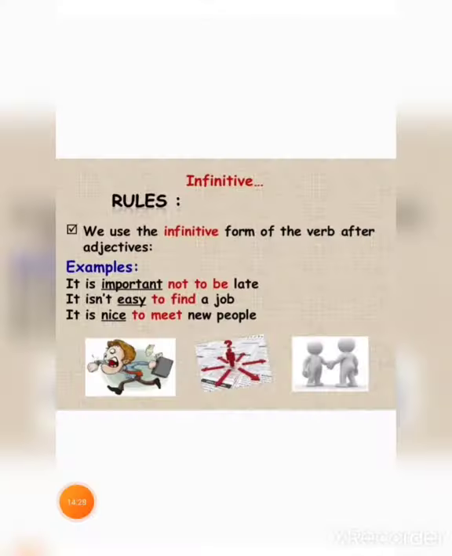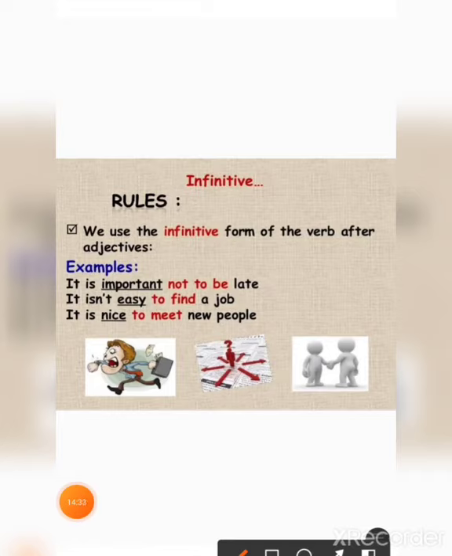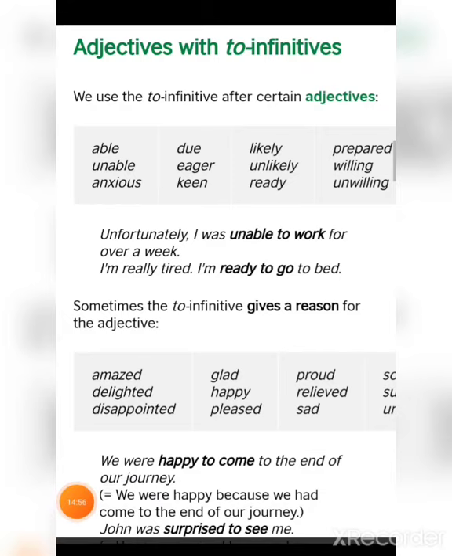Okay. So let me give you some more examples on adjectives. After the adjective, how can you write the infinitives? Like, it is important not to be late. Here, important is an adjective. So here, important not to be late. Next, it isn't easy to find a job. To find is the infinitive. It is nice to meet new people. Here, to meet is also a to infinitive. So, adjective with to infinitives.